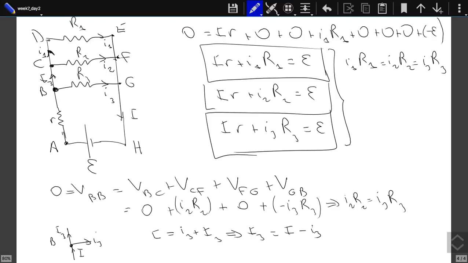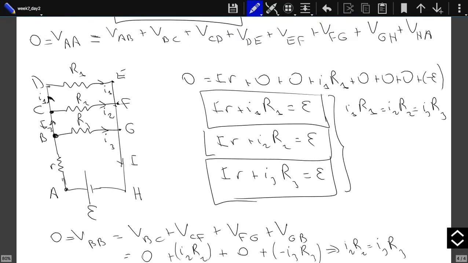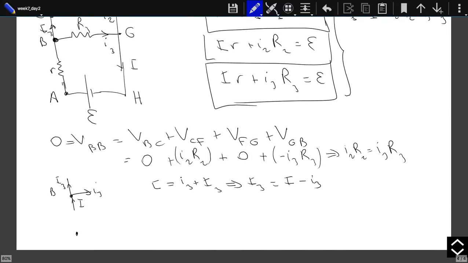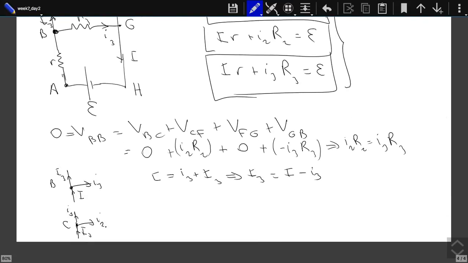Now let me look at this point C. At the point C, I have I3 entering. This is I3. This is the point C. I1 is leaving, and also I2 is leaving. Again, if you just sum the currents that are entering this point, that is just I3, it should be equal to I1 plus I2. So this is the total current that is entering this point, and this is the total current leaving that point.